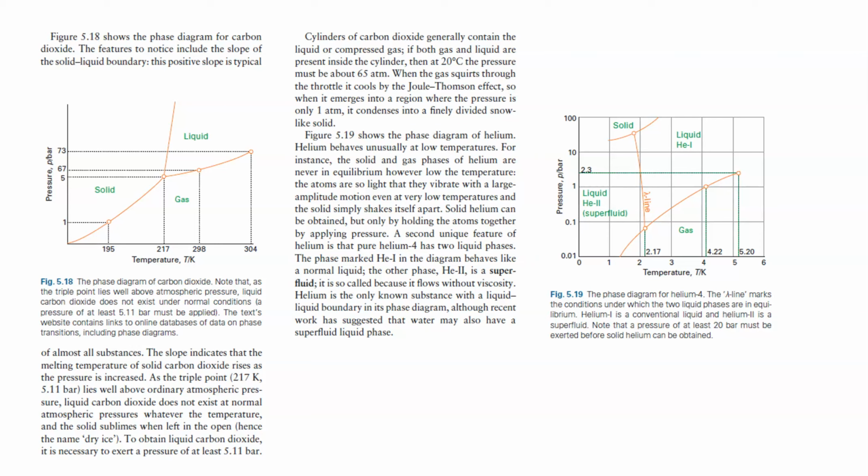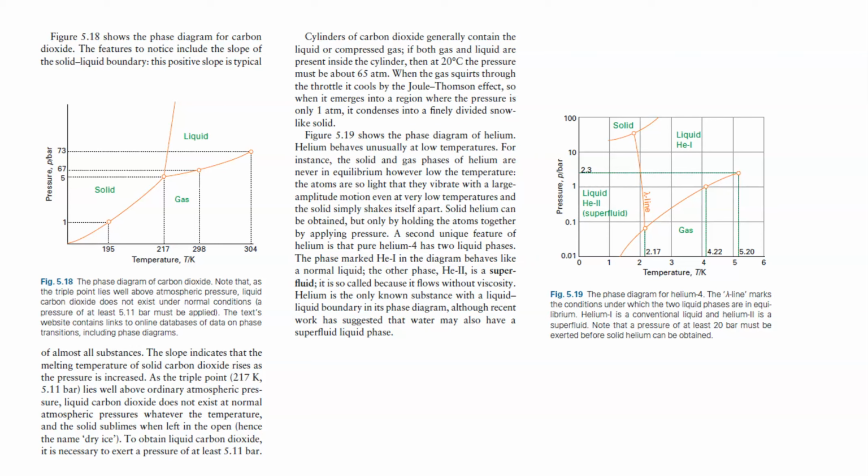Cylinders of carbon dioxide generally contain the liquid or compressed gas. If both gas and liquid are present inside the cylinder, then at 20 degrees Celsius, the pressure must be 65 atmospheres. When the gas squirts through the throttle, it cools by the Joule-Thomson effect, so when it emerges into a region where the pressure is only 1 atmosphere, it condenses into a finely divided, snow-like solid.